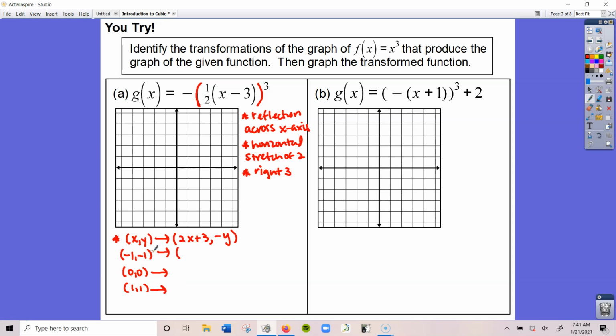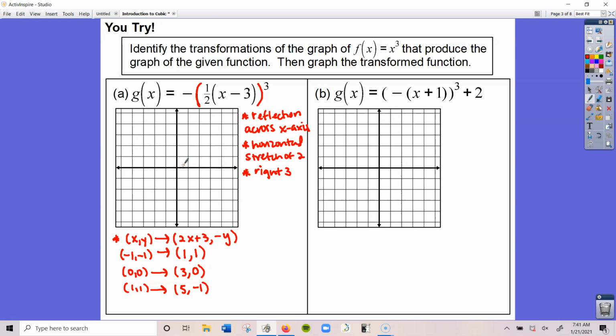We plug in these coordinates. When I plug in -1 for the x, 2 times -1 is -2, plus 3 is 1. When I plug in -1 for the y, the negative makes it a positive 1. When I plug in (0, 0), 2 times 0 is 0, plus 3 is 3, and negative 0 is just 0. And finally, when I plug in (1, 1), 2 times 1 is 2, plus 3 is 5, -1. So these are my 3 points.